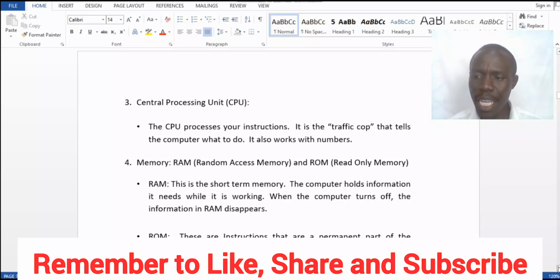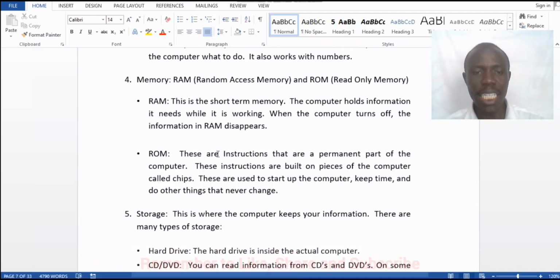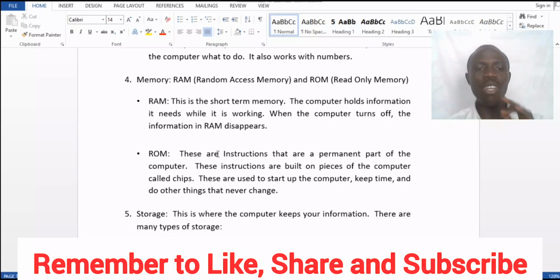So what do we mean here? The difference between RAM and ROM is that RAM stores information temporarily, whereas ROM stores information permanently. That is the only difference between RAM and ROM. In ROM, these instructions are built on pieces of the computer called chips. These are used to start up the computer, keep time, and do other things that never change.